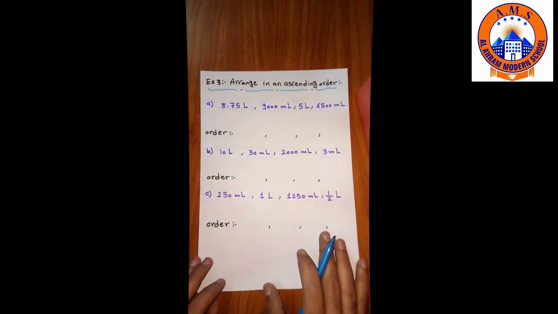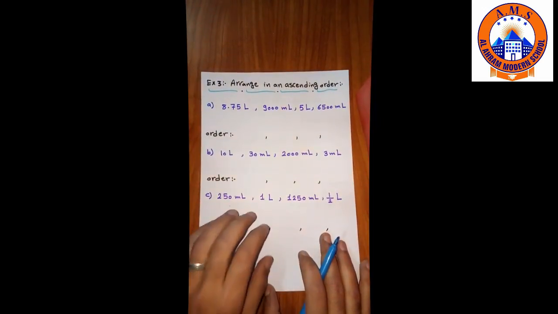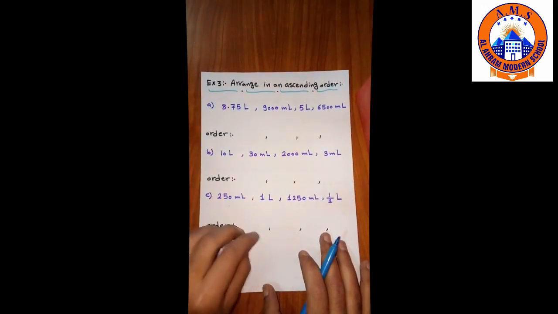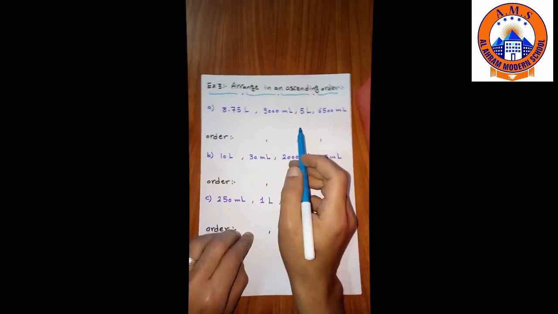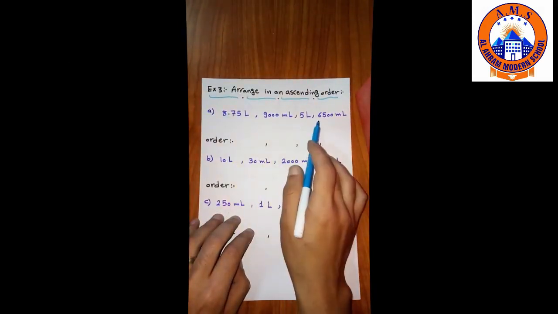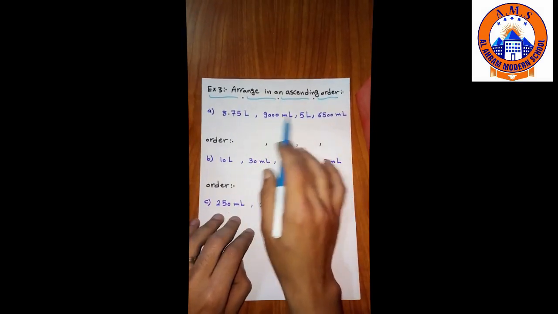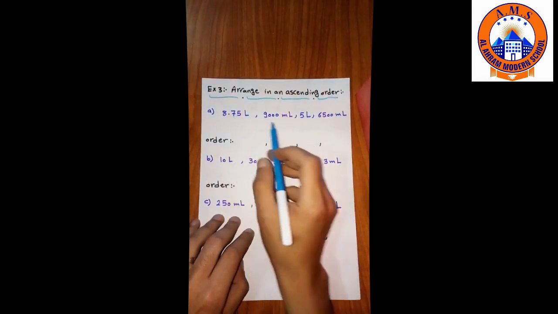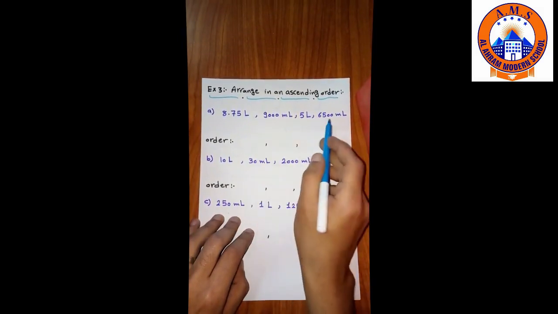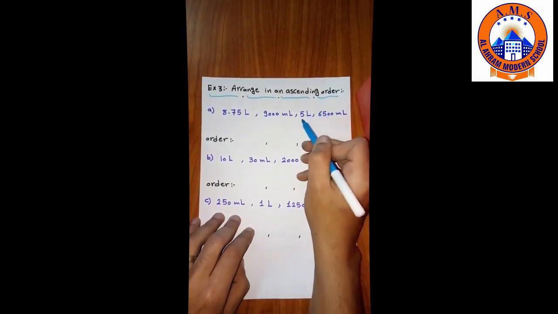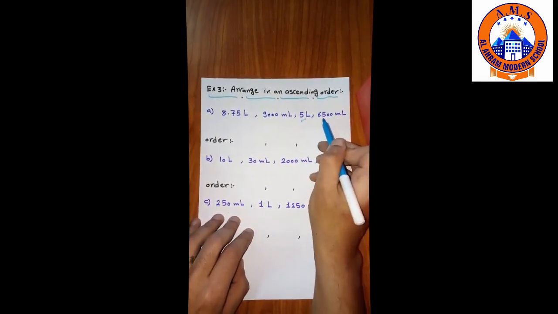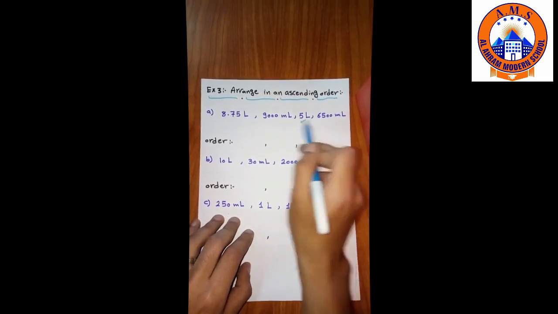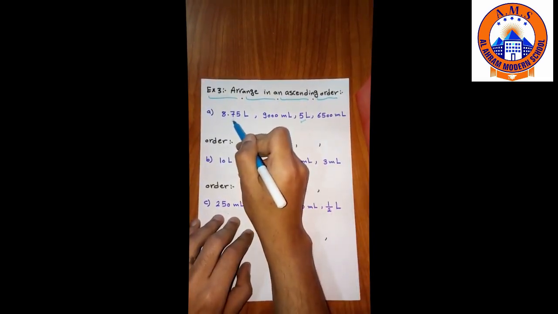Arrange the following in an ascending order. The same as put the suitable sign greater than and less than. You have first to make all the units the same, then you can arrange it easily. So I'm gonna change all the units into liters, because we have here 5 liters, here we have 6500 milliliters, and here we have 8.75 liters.